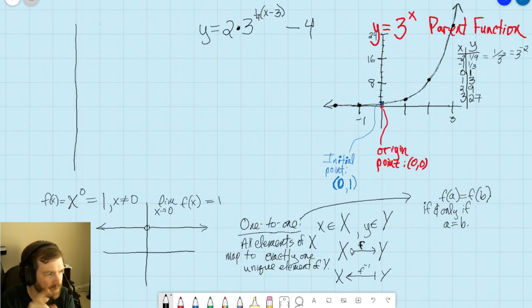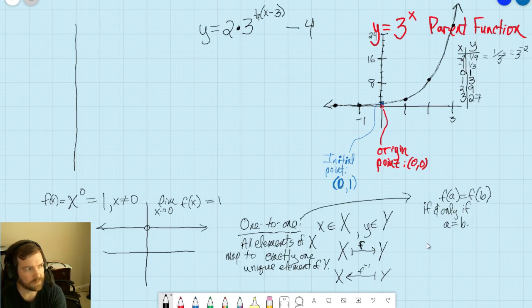All elements of big X have a unique f of x. Yes, that would be the definition of one-to-one, as long as f is truly a function, in which case that covers the surjection, I think. Probably. Verify that. So anyway, f of a equals f of b if and only if a equals b.